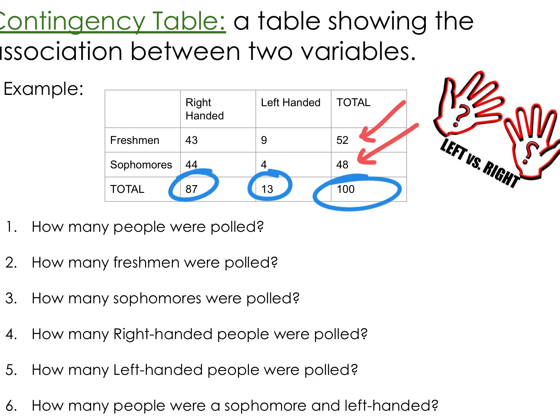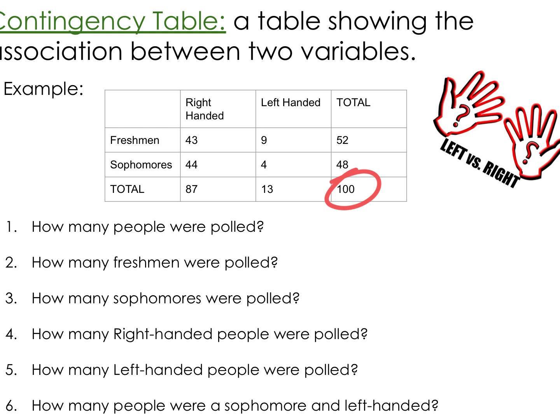This is my data. So if they asked how many people were polled, that's not a probability. It's just a simple question. What is the answer? Say it if you know. 100. 100 people were polled. All right. How many freshmen were polled? Take a second and write down all these answers. How many freshmen were polled? If you said 43, you missed the point. What's the actual answer? 52. 52 freshmen. That's there. How many sophomores were polled? 48. That's pretty easy.